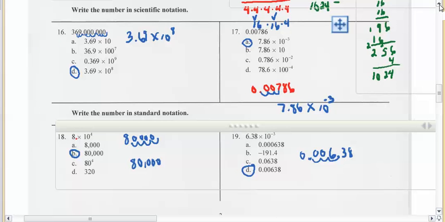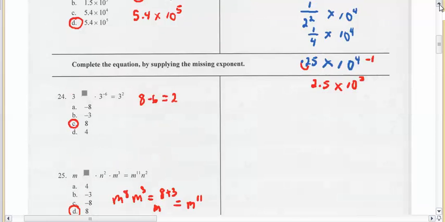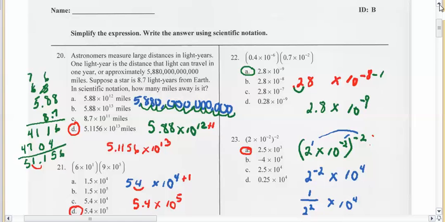Okay, almost there. Number 20 is all the way to the top here. Okay, a little word problem. Astronomers measure large distances in light years. 1 light year is the distance that light can travel in 1 year, or approximately that number, miles. So million, trillion, billion, I think it is. Suppose a star is 8.7 light years from Earth. In scientific notation, how many miles away is it?